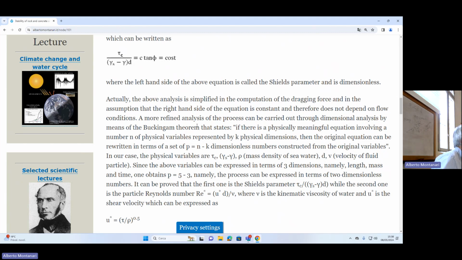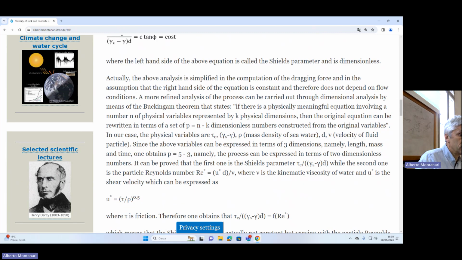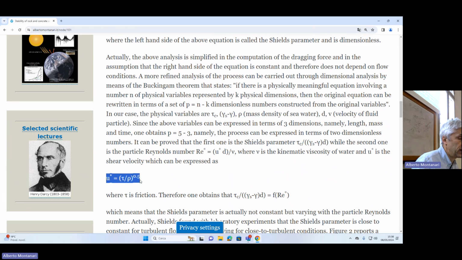And what is the second dimensionless number? We don't prove it, but it can be easily proved that it is the Reynolds number of the sediment transport, which is given by this relationship here. So what are the symbols here? D, we already know what D is. Nu is the kinematic viscosity of water, seawater in this case. It's a physical property. So if you don't know what kinematic viscosity is, go to Google, Wikipedia, and you find it. Okay. And u star is called shear velocity. It can be derived in this way: tau divided by rho, the mass density of seawater, to the power of 0.5.